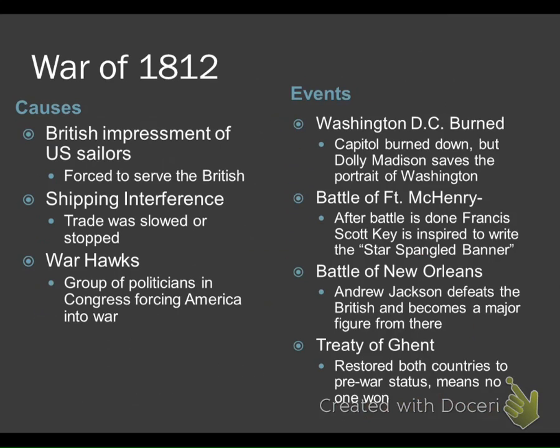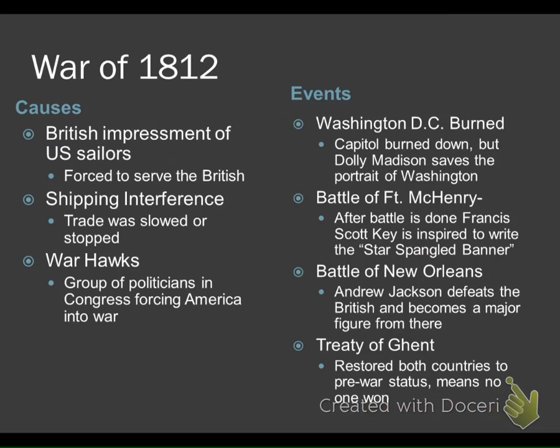The War of 1812. Here are the causes. The main cause was the impressment of U.S. sailors, meaning the British would stop our ships and force our sailors to join in their fight against the French. They also interfered with our shipping. Trade was slowed or stopped by British ships.